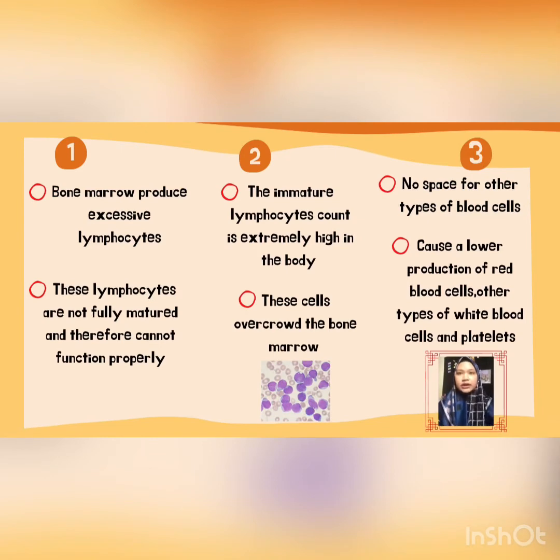This disease occurs when the bone marrow produces excessive lymphocytes in the body. These lymphocytes are not fully mature and therefore cannot function properly. So the immature lymphocyte count is extremely high in the body, and these cells overcrowd the bone marrow. When this happens, there is no space for other types of blood cells to grow as normal cells. So this causes a lower production of red blood cells, other types of white blood cells, and platelets in the body.